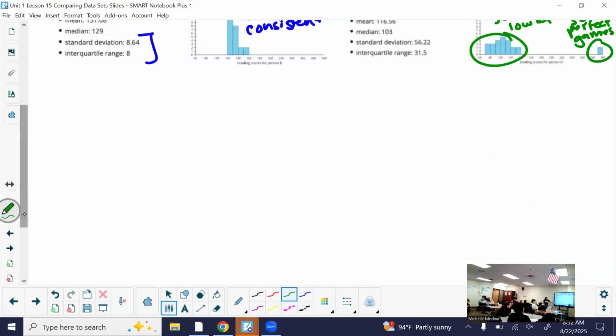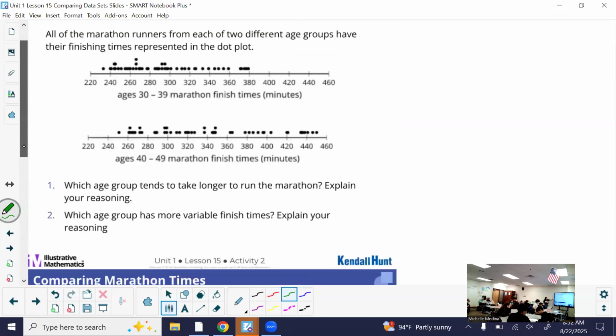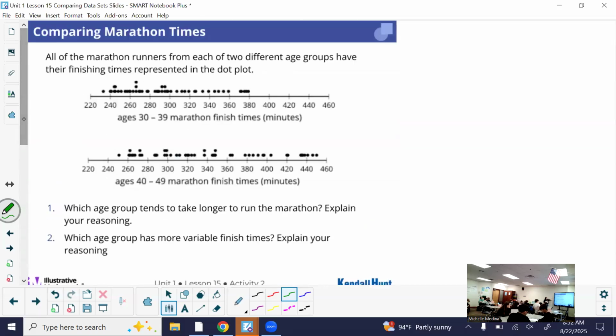All right, we're gonna go to this activity next. So all of the marathon runners from each of two different age groups have their finishing times represented in the dot plot. So this is a great example of what's on your test. Sit up and look. I think people stand up and take their notes, so like we can do that too.